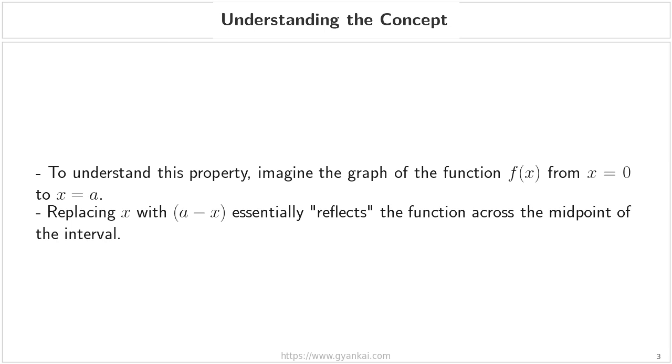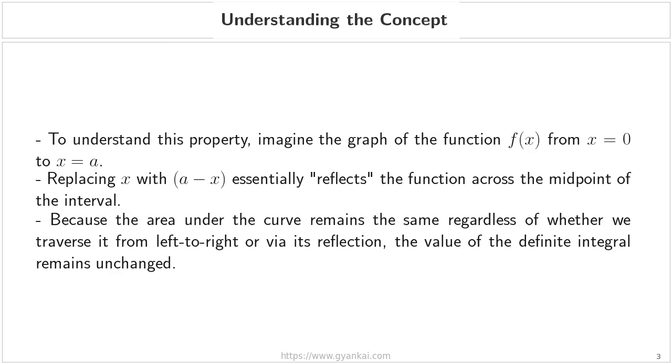Let's pause for a moment. What is the midpoint of the interval from 0 to a? It's simply a divided by 2, or a/2. So, we're reflecting the graph around the vertical line x equals a/2. Now, why does this reflection not change the area under the curve? Well, consider that the definite integral calculates the area between the function and the x-axis. Whether you calculate that area by moving from left to right, that is, from 0 to a, or by traversing the same area via its reflection, the total area remains exactly the same.